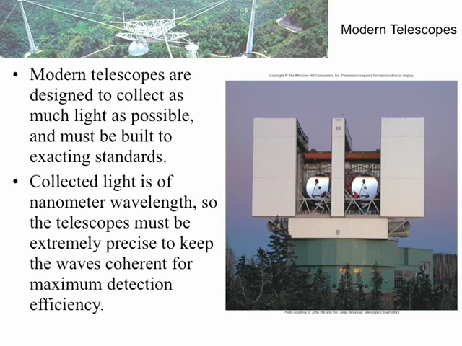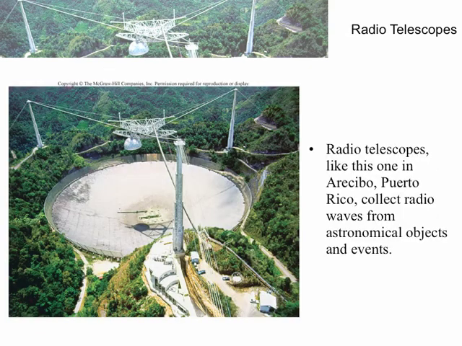We need to be careful to be very precise with our telescope and very exacting with our standards. Different wavelengths of light require different things. Radio telescopes, such as this one, need to be very large in size, because the wavelengths they are collecting are also very large in size.